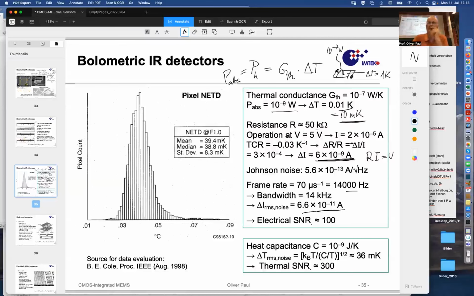But this is not the only source of noise. So let me draw that pixel now as a little block of material. Then we have here its suspension designated by T0, and it's thermally connected to, so here is T0 plus delta T. So it's thermally connected by a thermal resistance, which is equal to 1 over G thermal.